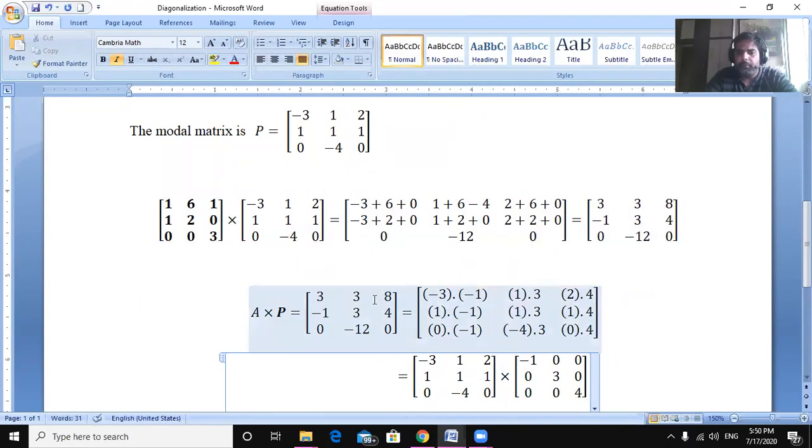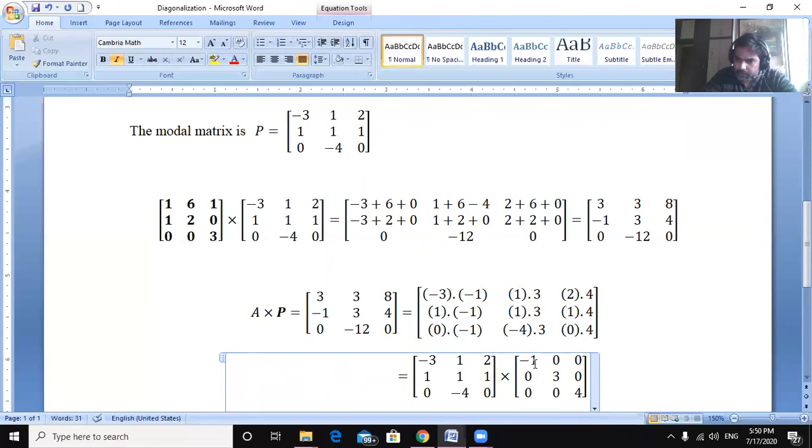So this A into P I am rewriting like this. Now I am writing this as a product of two matrices. The first matrix is the model matrix P, which contains the eigenvectors, and the second matrix is a diagonal matrix, where the product of P and this diagonal matrix is the resultant AP matrix. What is this diagonal matrix? The first element is the eigenvalue 0, 0. In the second column 3 is the eigenvalue, in the third column the diagonal element 4 is the eigenvalue, so the diagonal elements are the eigenvalues.